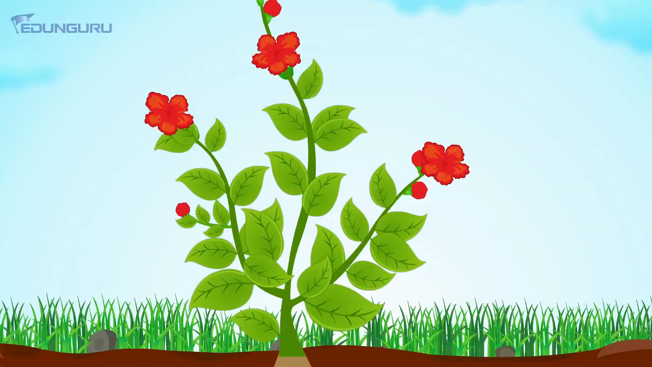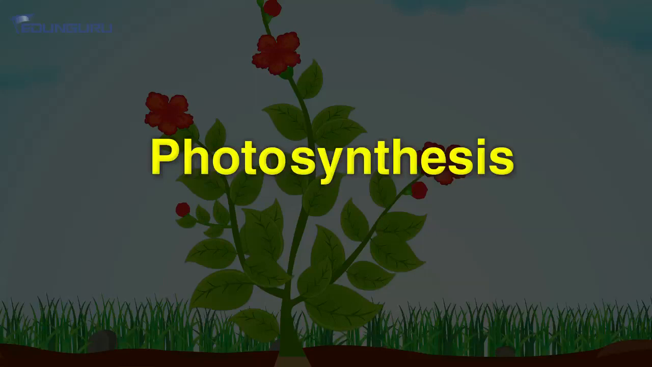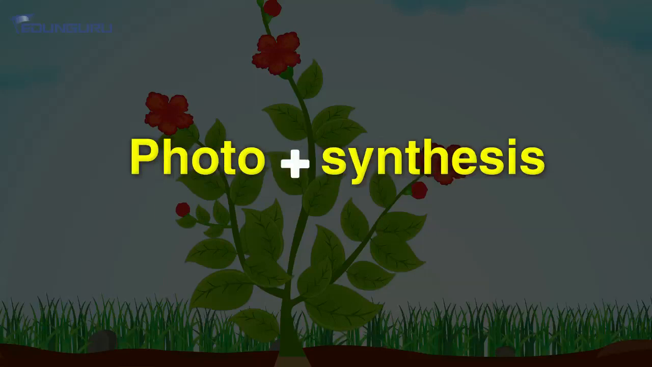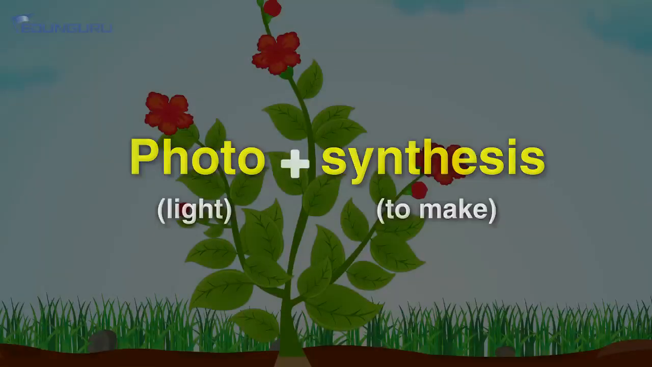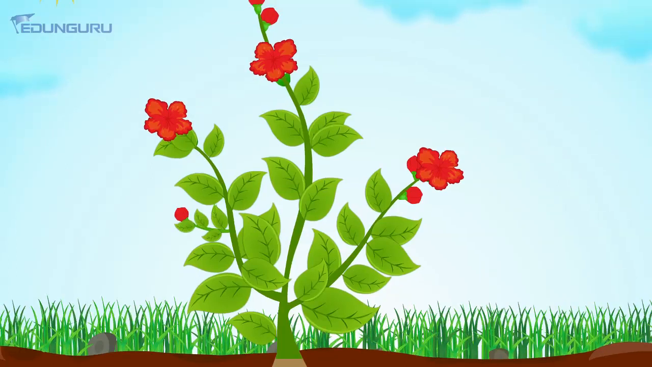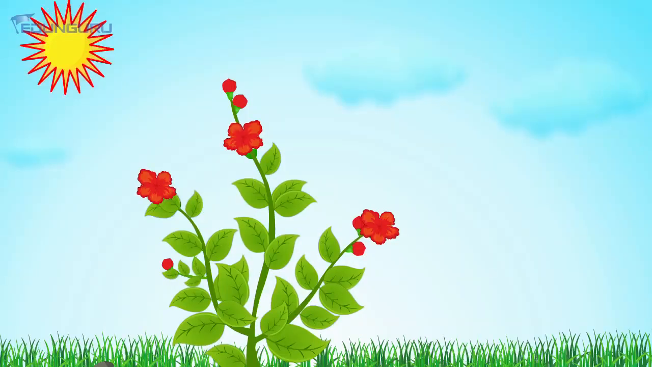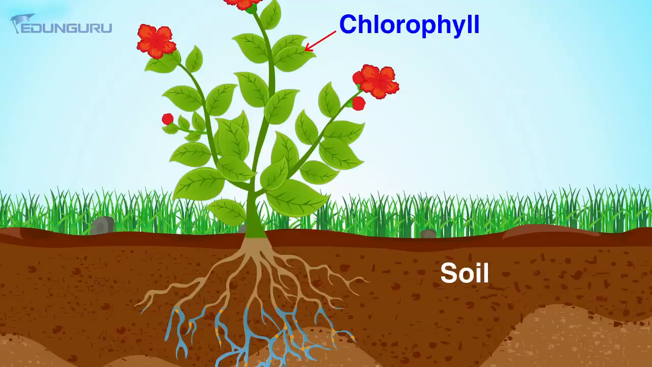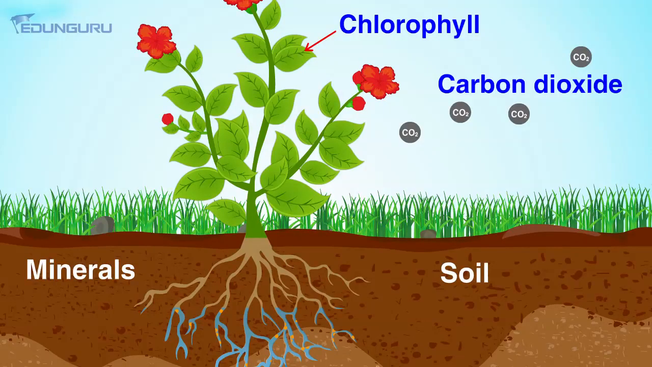You have been studying that since primary classes, and we already know that the process by which the green plants make their own food is known as photosynthesis. So, photo, that is light, and synthesis is to make. So, the green plants, they are able to make their own food by using the sunlight, chlorophyll, the soil which has a lot of minerals, and of course, the carbon dioxide from the air and water, and they prepare lots and lots of food for us.